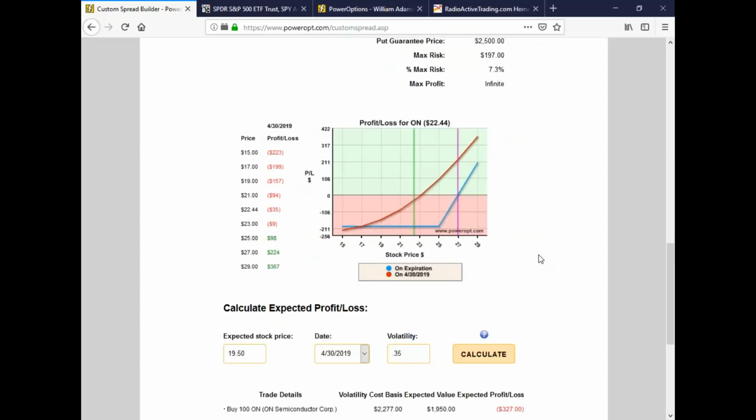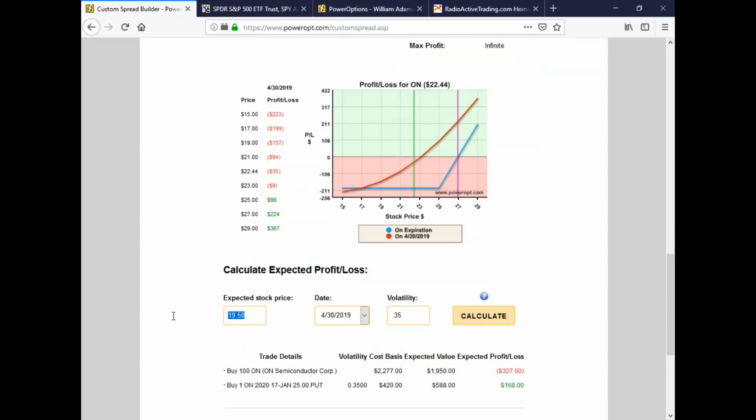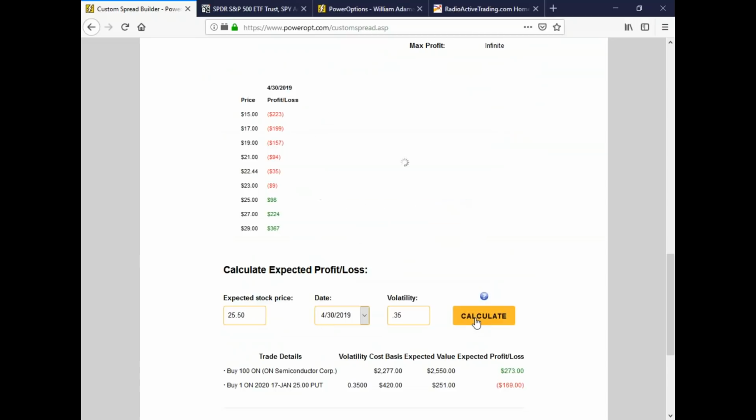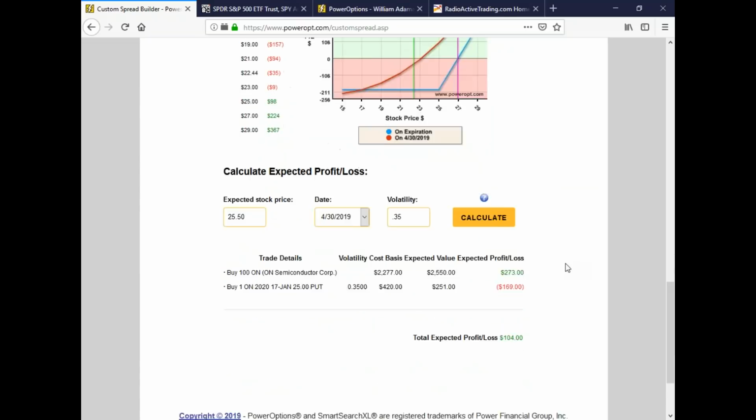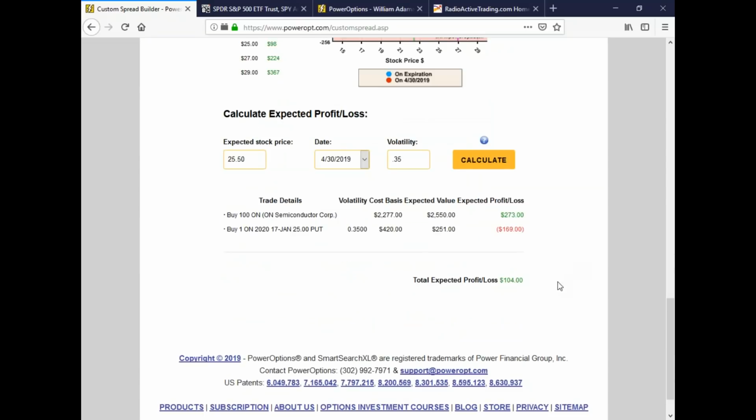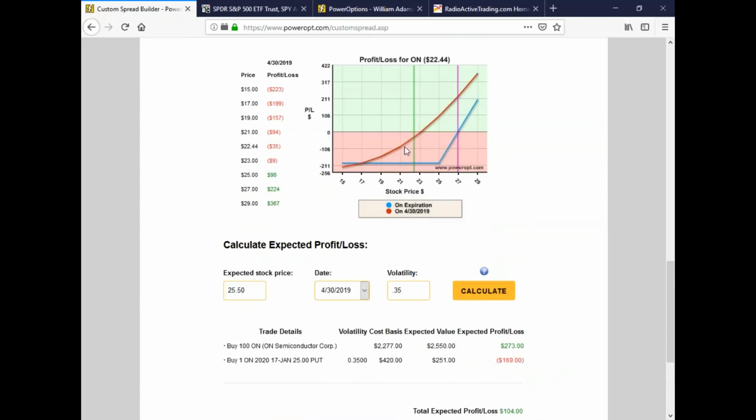Now, on the opposite end of the spectrum, I apologize. What happens if it goes up 3 points to 25.50? All right, so in this case, we'd be looking at a gain of roughly 104. Okay, so loss of 159, not quite the max loss with a 15% decline. 3 points, close to a 15% increase, we're at 104 profit. Okay.